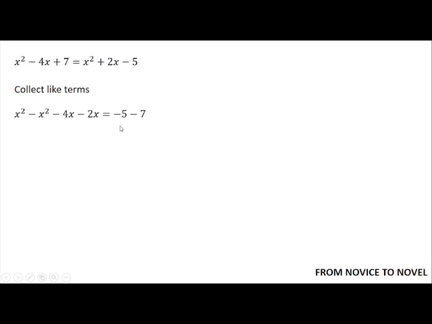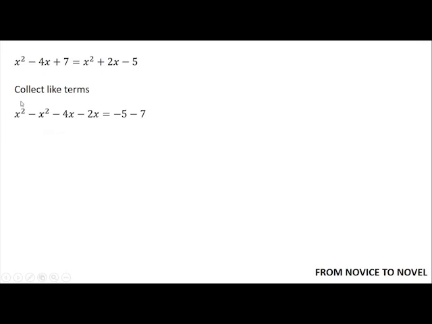Because we normally use as illustration, minus denotes debt. So you are owing 5 naira, you are also owing 7 naira. That means your total debt is what? 12 naira. So we have minus 5 minus 7 to be equals to minus 12. And also minus 4x minus 2x, you are owing 4 naira, also owing 2 naira. That means your total debt is what? Minus 6. So this becomes minus 6x.